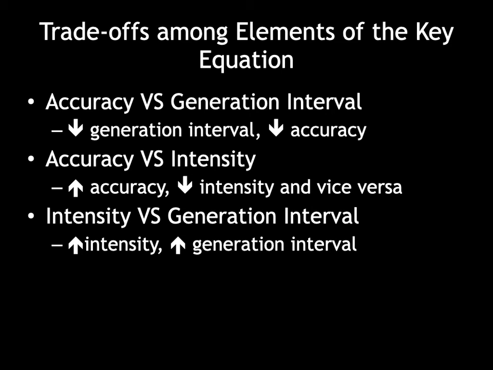For the intensity versus generation interval, in the case of a high generation interval, this means that you need to intensely choose the animal.